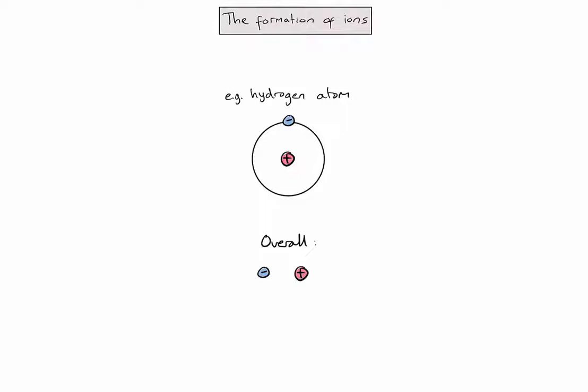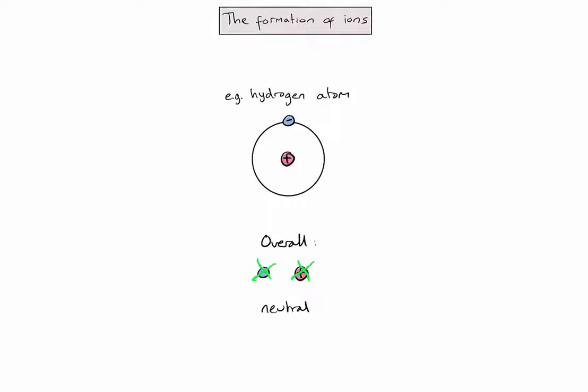And given that means I have a negative charge and a positive charge, these two charges actually cancel out to give an overall charge of neutral. And because all atoms will have the same number of protons as electrons, they will always be neutrally charged.